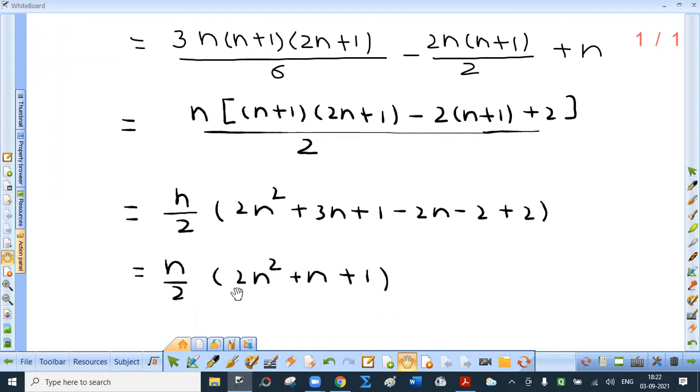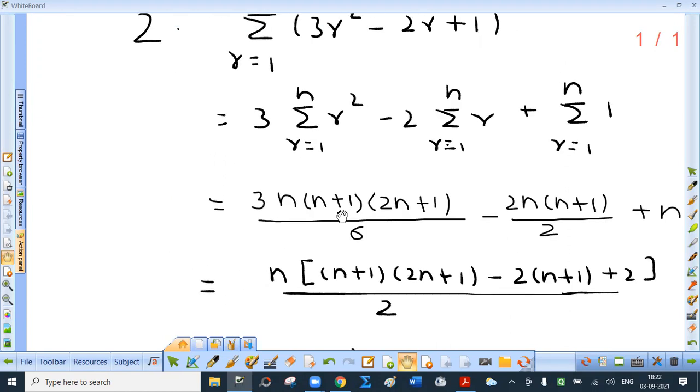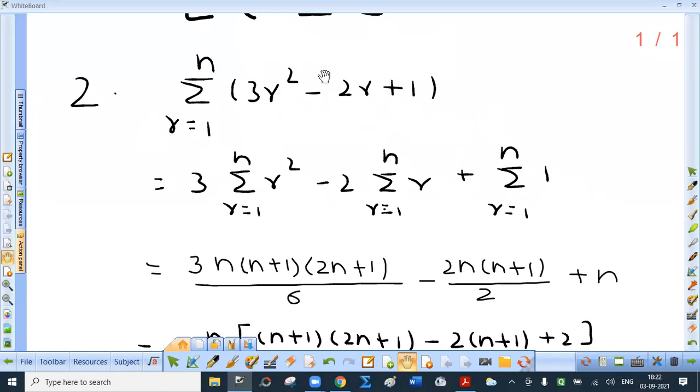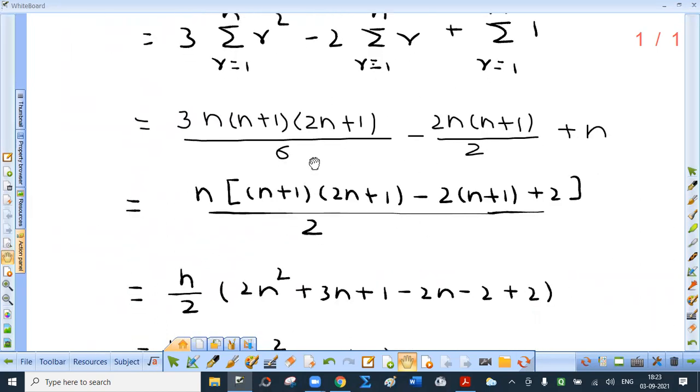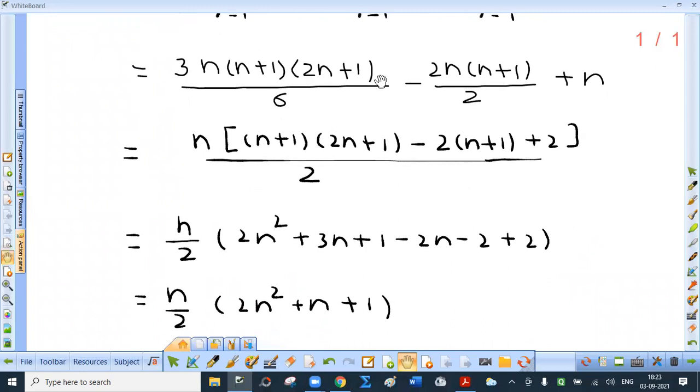How will you verify this? Put n equal to 1. So that gives me 2 plus 1 plus 1. So 4. 4 upon 2, that is 2. Just a minute. Now put, this is actually TR, rth term. So put r equal to 1. So T1, 3 minus 2 plus 1, 2. Yes. Okay.